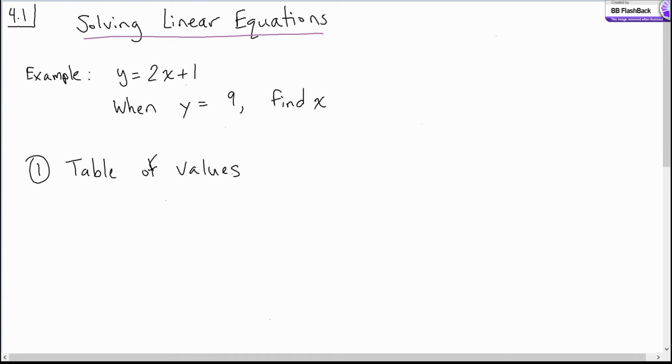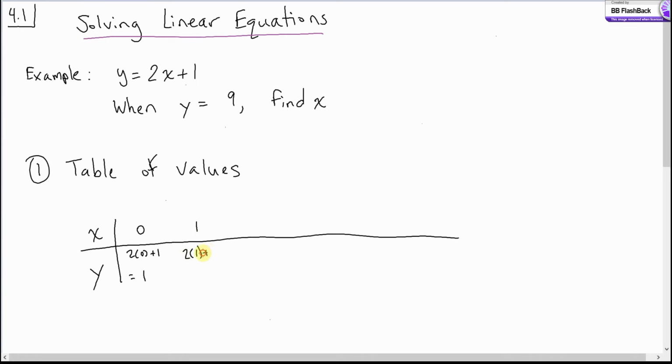Now, I think I'm going to run out of space if I do the table of values the usual vertical way, so I'm going to make it horizontal, and that's okay. I'm going to put my x value and then my y value. So if x is equal to 0, y is equal to 2 times 0 plus 1, so y would be equal to 1. If x is equal to 1, 2 times 1 plus 1 is equal to 2 plus 1 is 3.